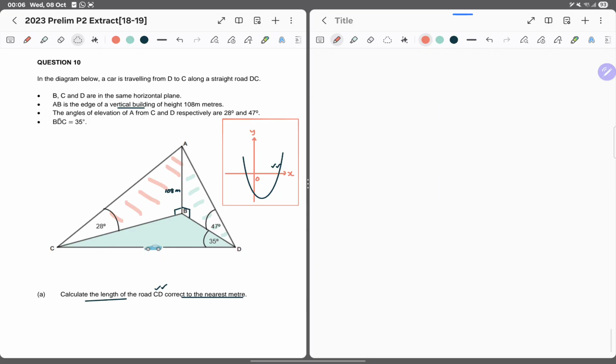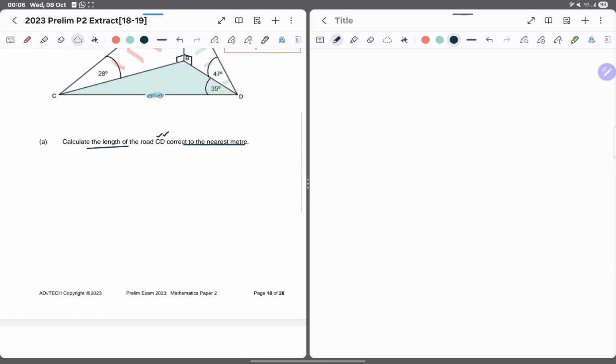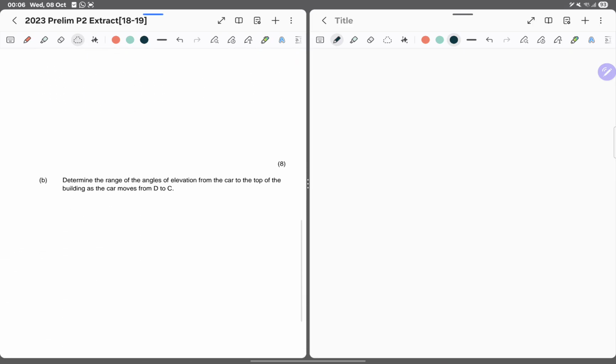As you can see, it fills up an entire page. Alright, no problem. Let's get to the next question. The next question says, determine the range of angles of elevation from the car to, you see, the reference point is the car, to the top of the building as the car moves from D to C. Now folks, we know that with the word range, we're talking about minimum going to maximum. That's it.